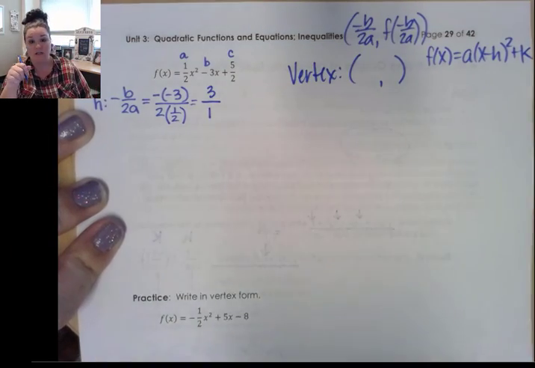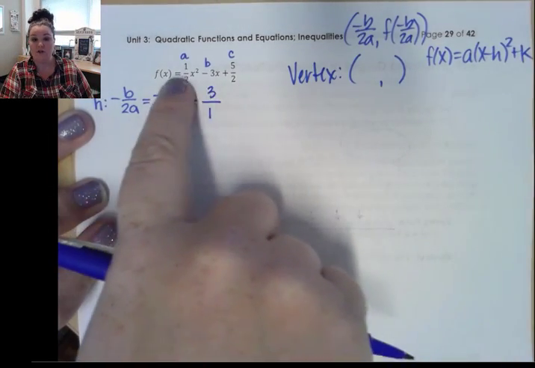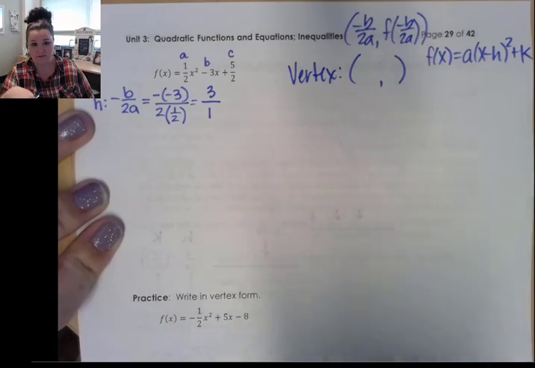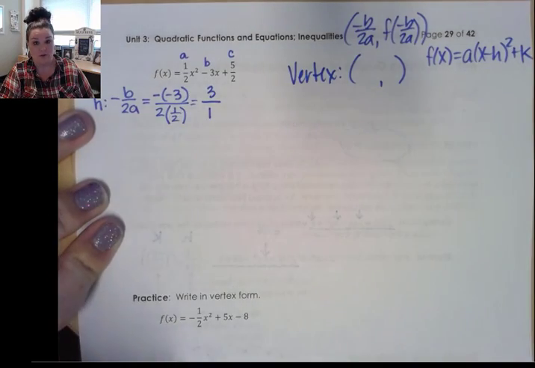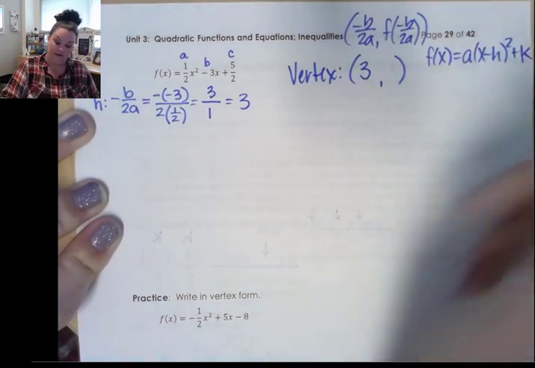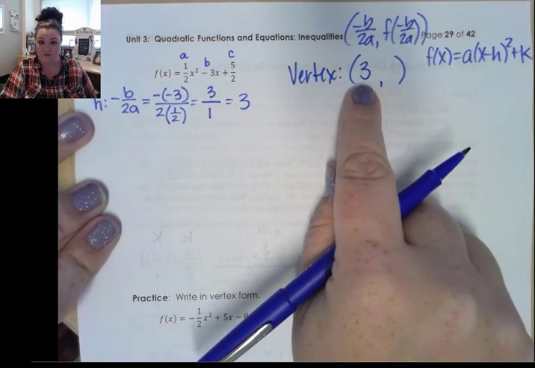And I do want to mention here, if the problem is given to you with fractions, most likely they want you to express your answers with fractions. So don't change it to decimals if there's not decimals in the problem, okay? All right, so our h value ends up being 3. So that's the first coordinate of our vertex.